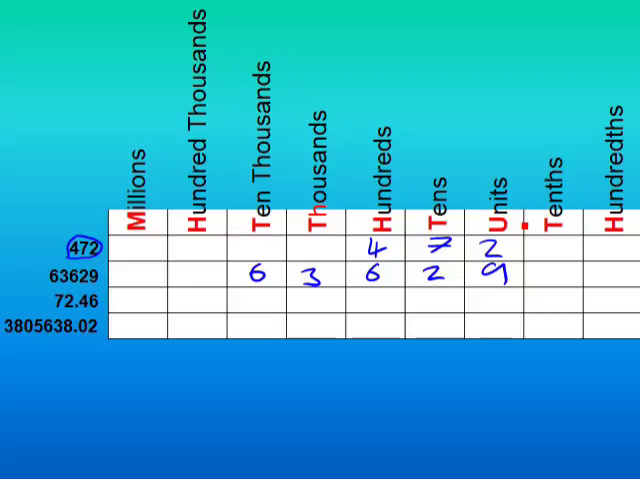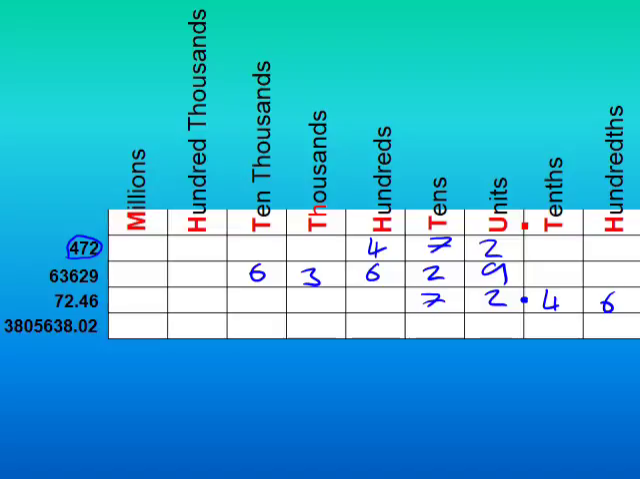Now 72.46. The same way we've got the tens and the thousands, we've got tenths, we've got hundredths, and we've got thousandths, and so on. That's when we go after the decimal point. So 72, 70 is in the tens, 2 is a unit, decimal point, and then 46. That is 72.46 written correctly in terms of place value.